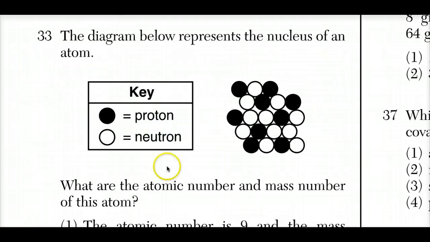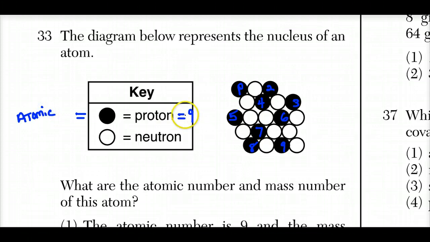Number 33. Number 33 says the diagram below represents a nucleus of an atom. The question states, what are the atomic number and the mass number? Well, I know that these are the protons. So 1, 2, 3, 4, 5, 6, 7, 8, 9. I have 9 protons, and I should know the atomic number. The number that identifies the element is the proton number. So I've got an element with 9 protons. So I'm going to write that on the bottom here.